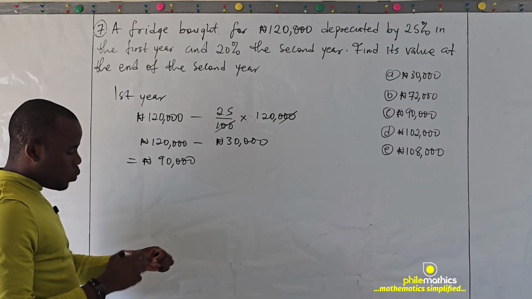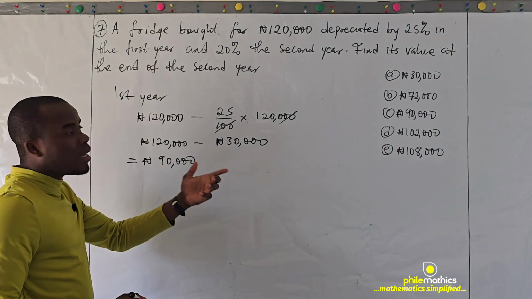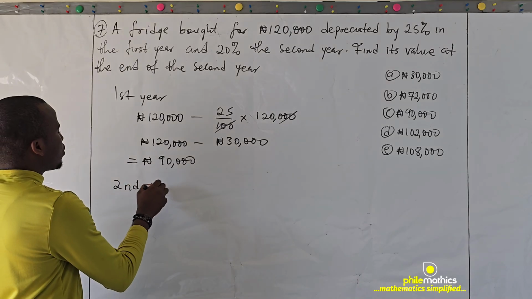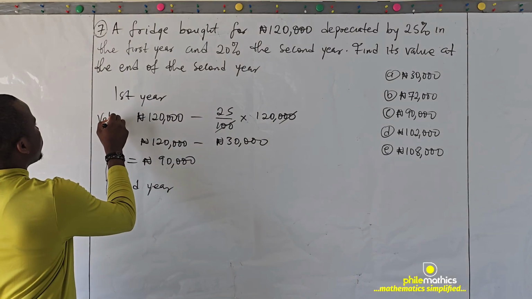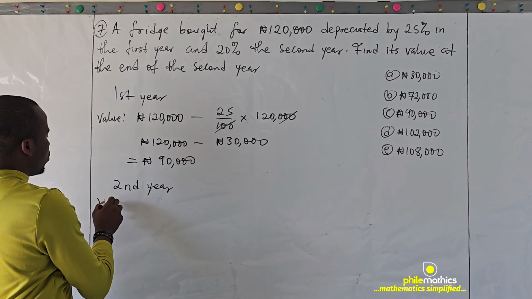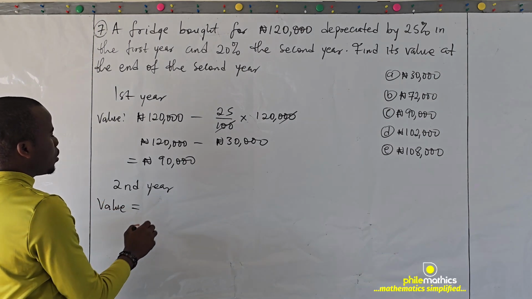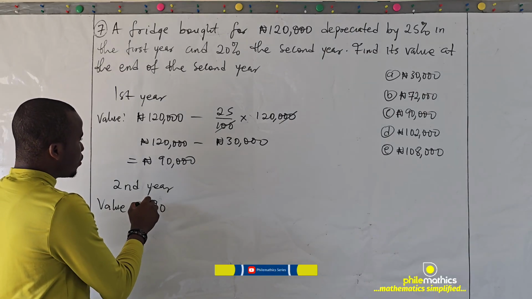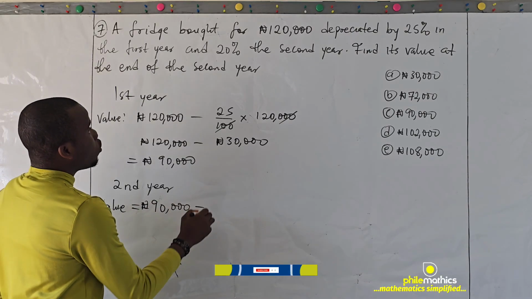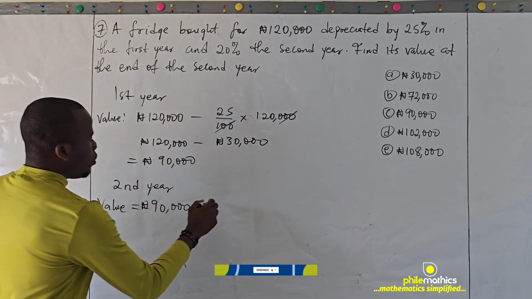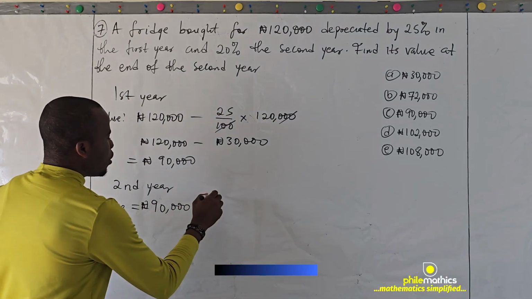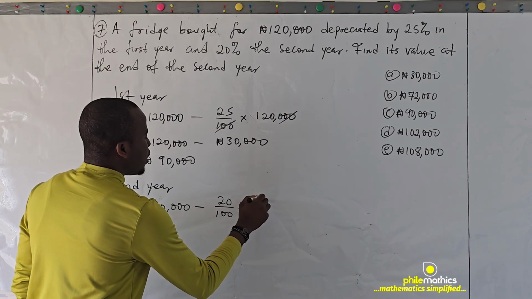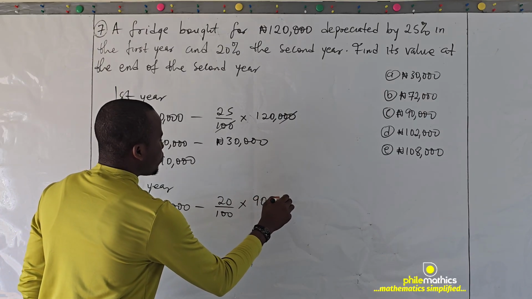Now for the second year, we are told that it depreciated by 20%. So we do the same thing. Second year, we're looking for the value. The value will be this current value after the first year minus 20% of this value because it depreciated 20% the second year. 20 over 100 times 90,000.